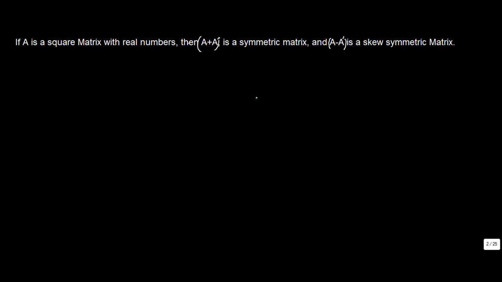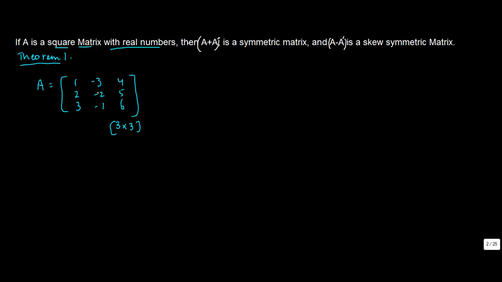Let us see one of the other properties of matrix. This property, which is also called one of the theorems of matrix, let's call it Theorem 1. If A is a square matrix, let's take A with any particular set of numbers 1, 2, 3, -3, -2, -1, 4, 5, 6. The order is 3 by 3 and hence it is a square matrix with real numbers. All these numbers are real.